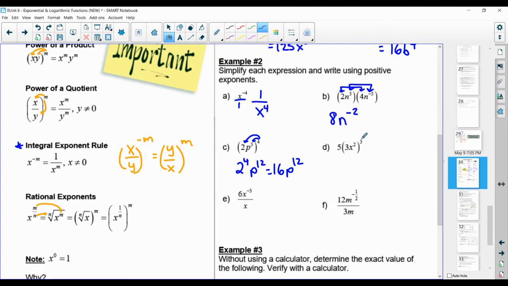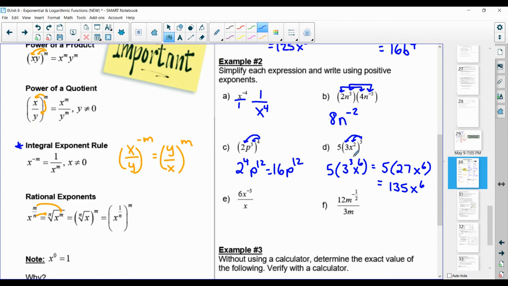All right, now when we bring in this cubed, we have to remember there's brackets there. So the first bracket is like the come on in sign, and the second bracket is like the stop sign. So we have 5 times 3 cubed x to the 6th. 3 cubed is 27. So 5 times 3 cubed, or 5 times 27, x to the 6th. 5 times 27 is 135. So 135x to the 6th.